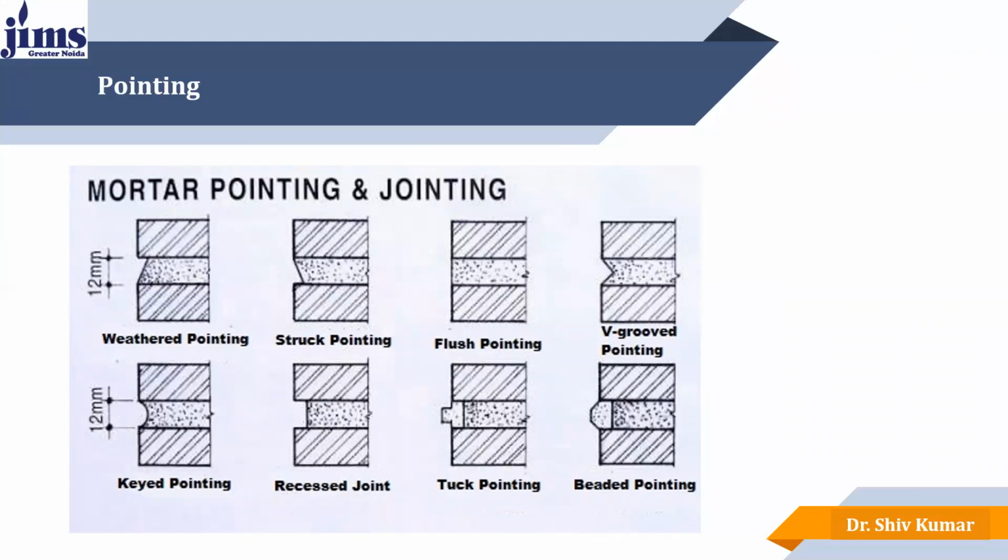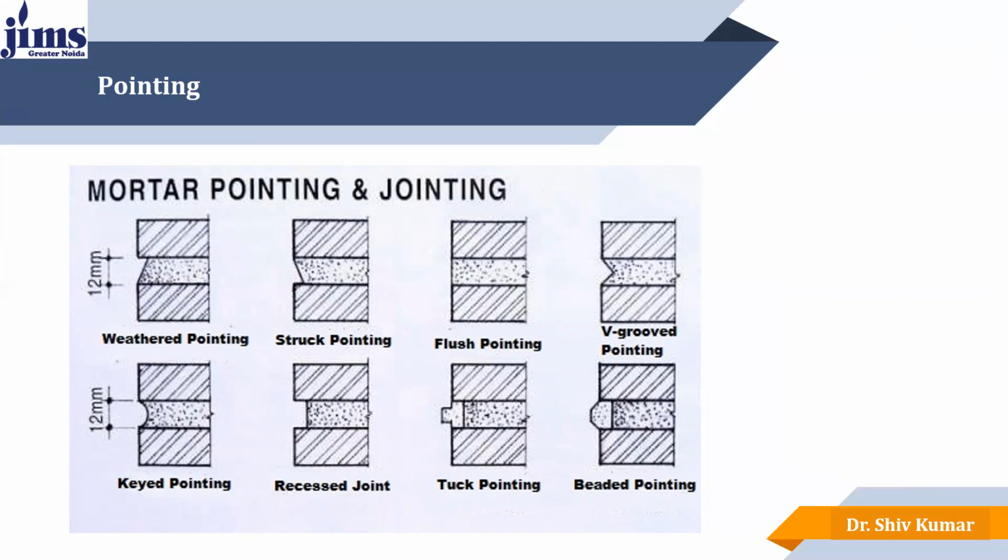The pointing may be of these eight types as shown in the figure and name. The weathered pointing, it is shown in that joint, how this excess plaster is removed to make the surface beautiful.